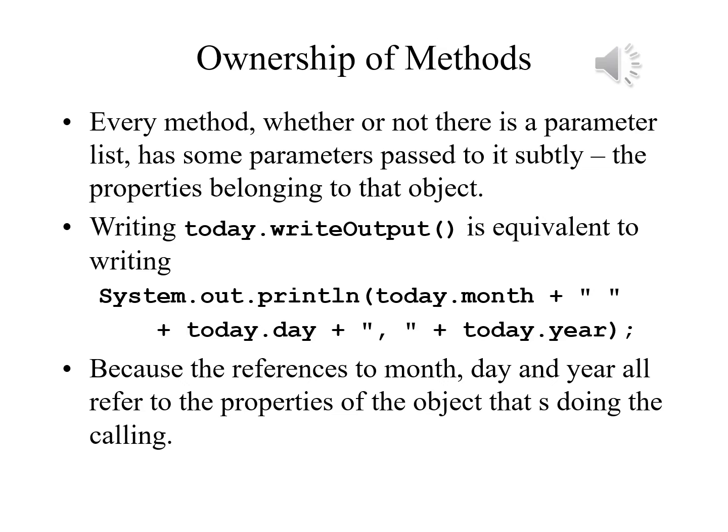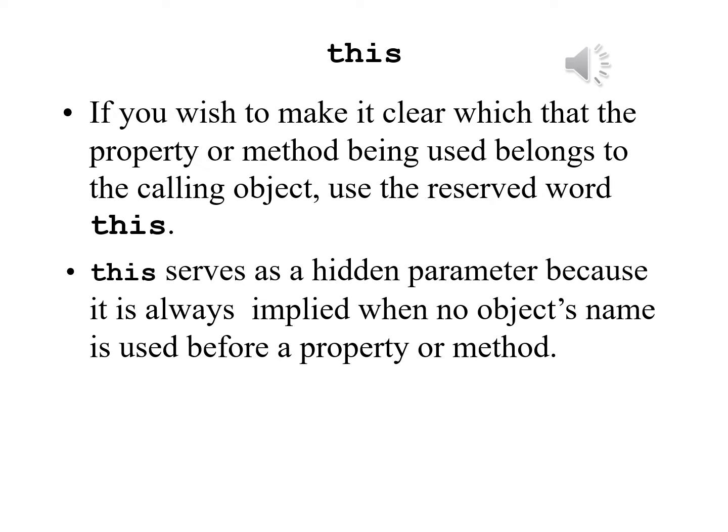The references to month, day, and year all refer to the properties of the object in question, the one that is doing the calling. In many cases, when you are calling a method belonging to a particular object, you may receive as a parameter an object belonging to the same class. Its properties and methods will have the same names as those owned by the object that owns this instance of the method. So we can use the reserved word this.